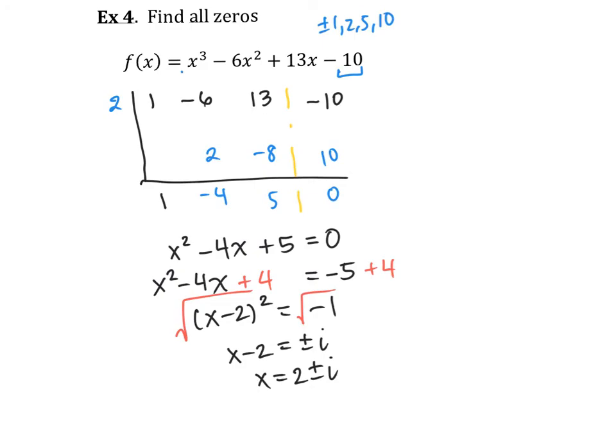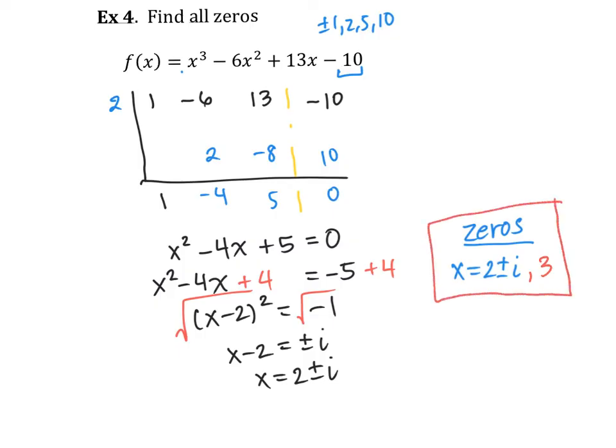Then just make sure you read the question so you answer it. Find all zeros, so make sure you list all 3 zeros. Because I got x equals 2 plus or minus i, that's 2 of my answers, but I also have the original one I plugged in, the one that I plugged in way up here, that's my 3rd zero. So if it's degree 3, make sure in your final answer you list all 3 zeros, including the one you found way at the beginning.